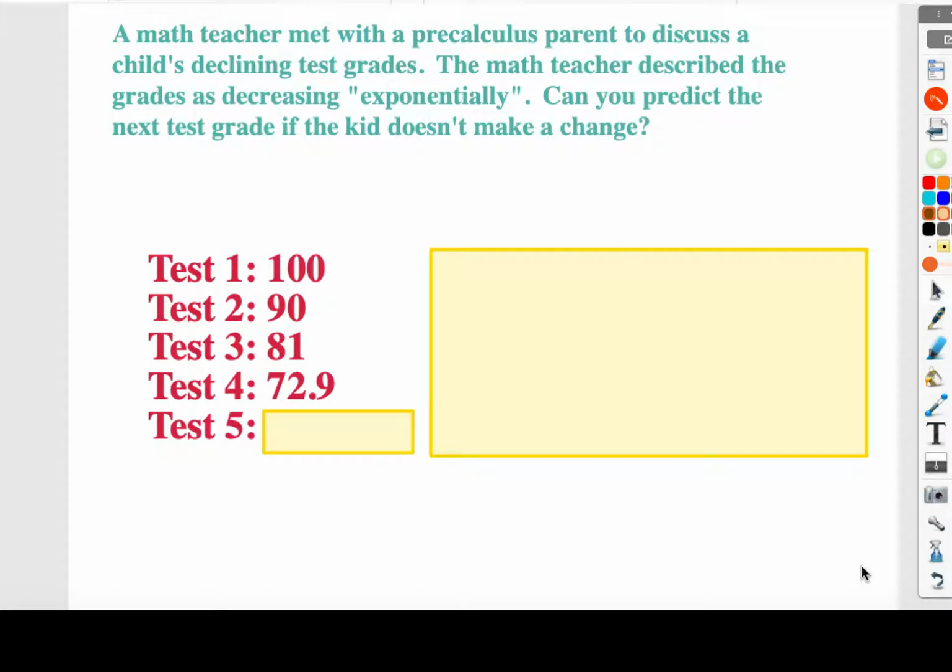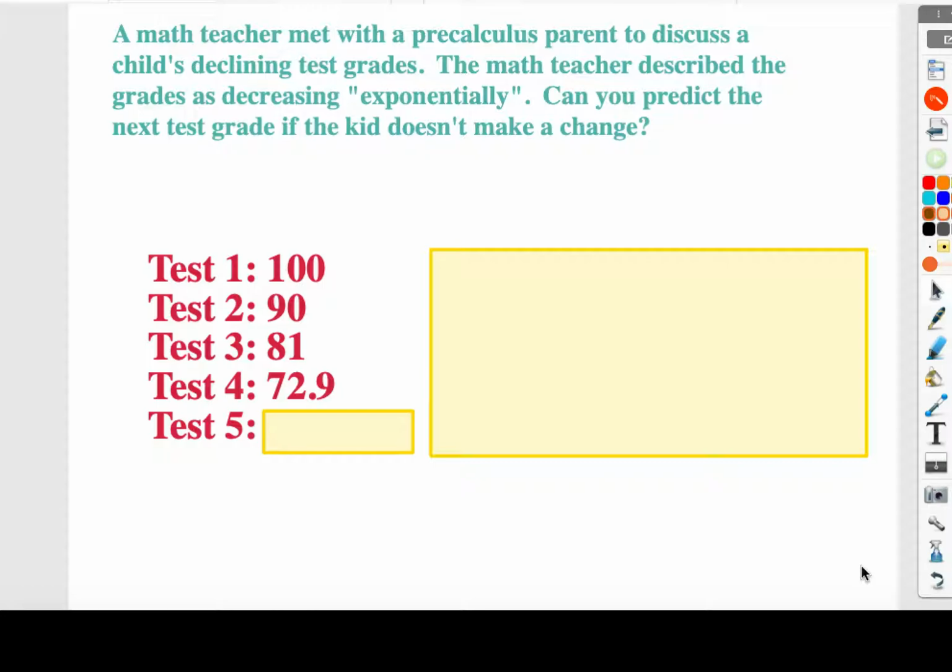This video is going to talk about the applications of exponential functions. So let's just look at a couple of different examples very quickly here. Number one, we've got this example where a math teacher is meeting with a pre-calculus parent, wants to explain what's happening to their child's grades, and they just happen to notice that the grade is going to decrease exponentially.